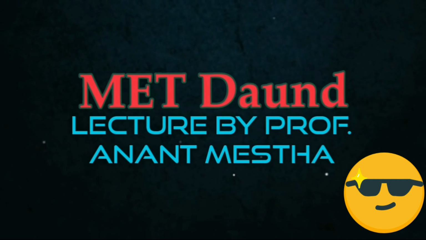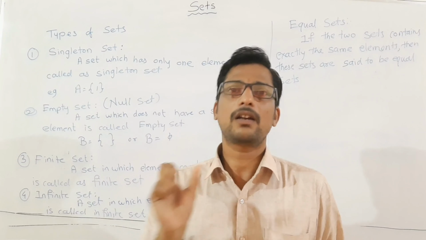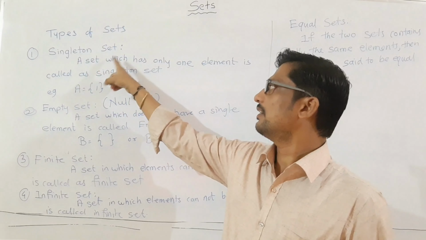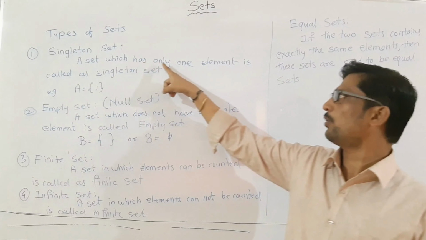First one is the singleton set. A singleton set means a set in which only one element is there, that means one member or one object. That set is called a singleton set. A set which has only one element is called a singleton set. For example, A is equal to, in curly brackets, 1. Instead of writing 1, it can be 2 also. That means a single element is there.